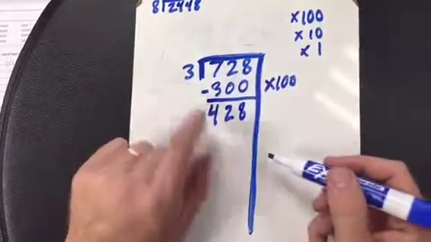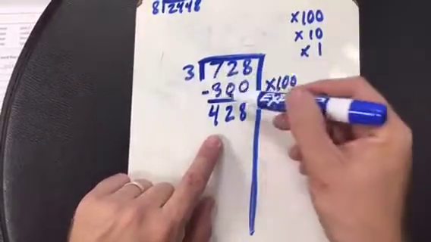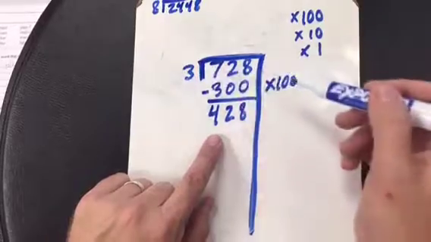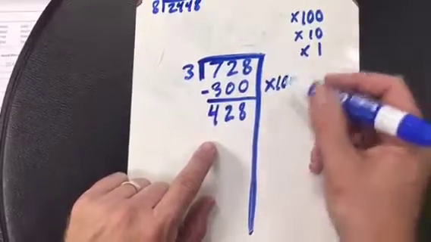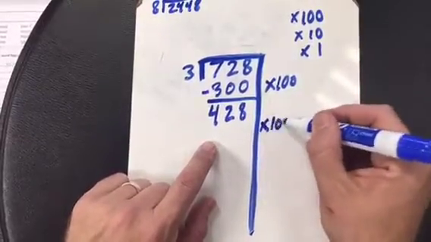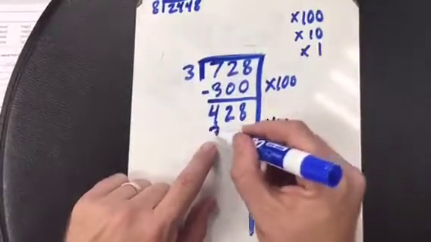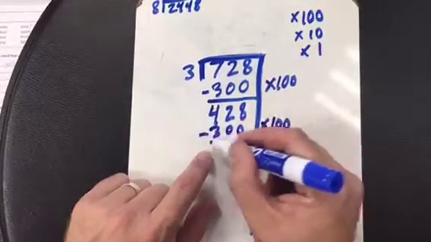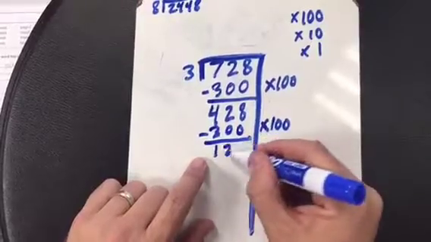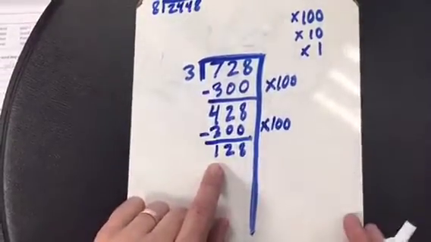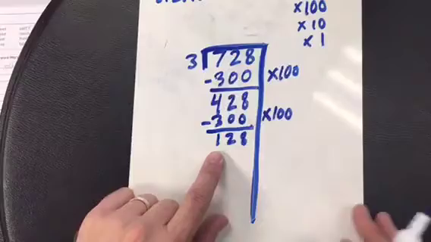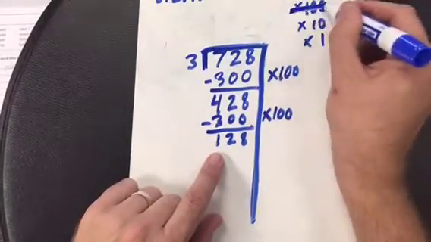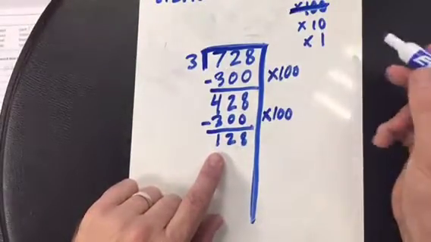Now, can I do that again? 428, can I pull out another group of 100? Yes, actually I can. One more grouping of 100 would be 100 times 3 is 300 more, and that will leave me with 128. Now I can't take out another group of 300 there, so what I'm going to do is cross off my hundreds because I'm done with those, and I'm going to move on to my tens.